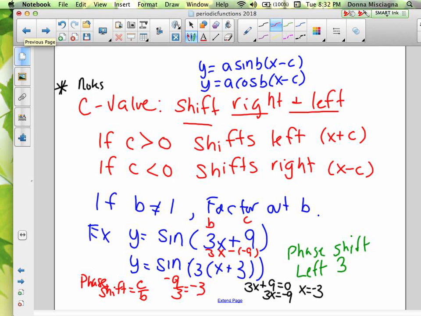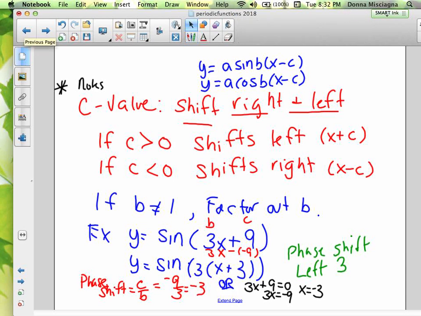So phase shift is c divided by b, but be careful on your c, as you just saw. Or you can just factor it out, and then just remember, if you see the plus, it means you're going left. So it's a left 3. Or you can set it equal to 0 and find it that way. Either way, you're going to get the same answer so long as you're careful.